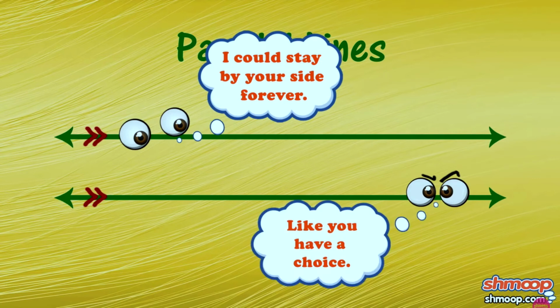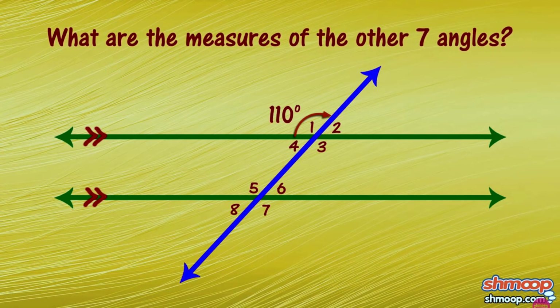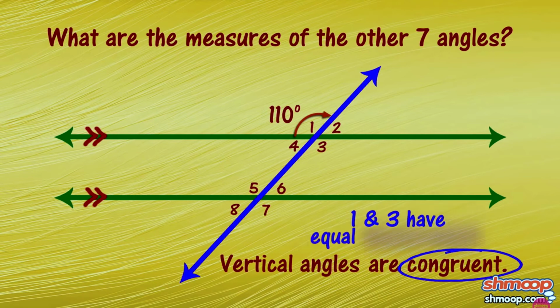Now that's love. When a transversal cuts across two parallel lines, it forms 8 angles. If the measure of angle 1 is 110 degrees, what are the measures of the other 7 angles? First, we can see that angles 1 and 3 are vertical angles, and we know that vertical angles are always congruent. In other words, they have equal measurements. So angle 3 has a measure of 110 degrees too.